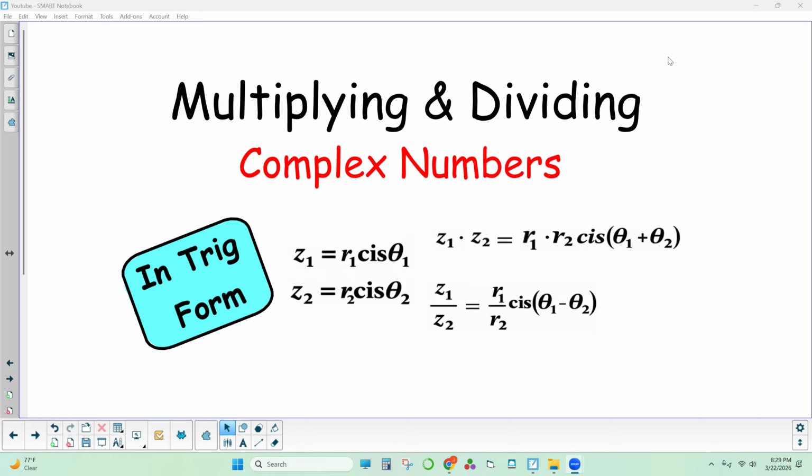Today we are going to multiply and divide complex numbers. Specifically, we are going to work with the trig form of complex numbers, and we're going to use these rules to get it done. So let's get started.